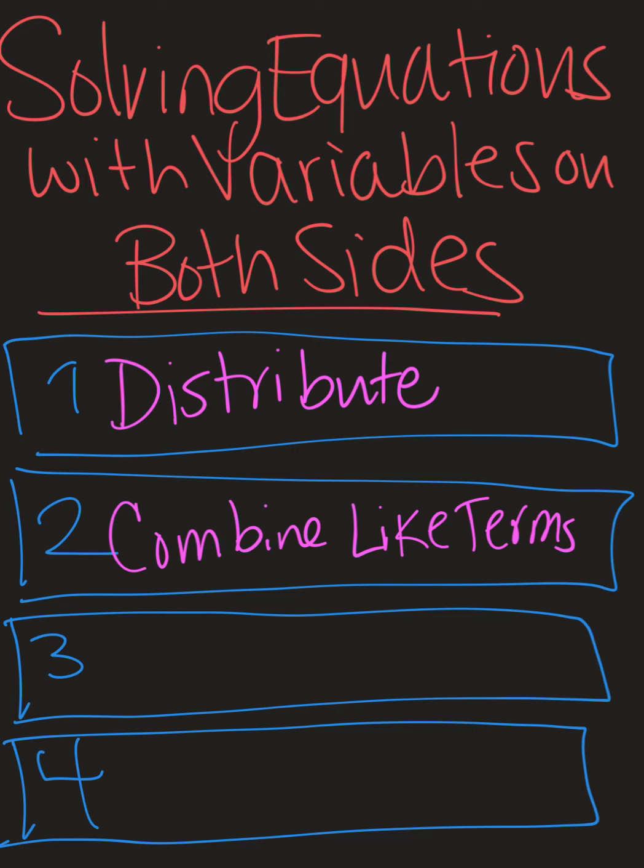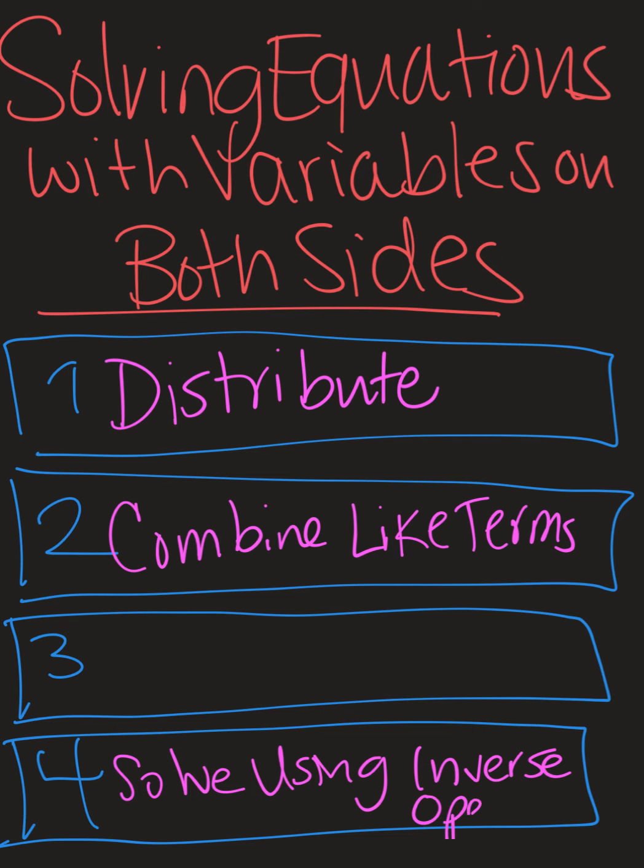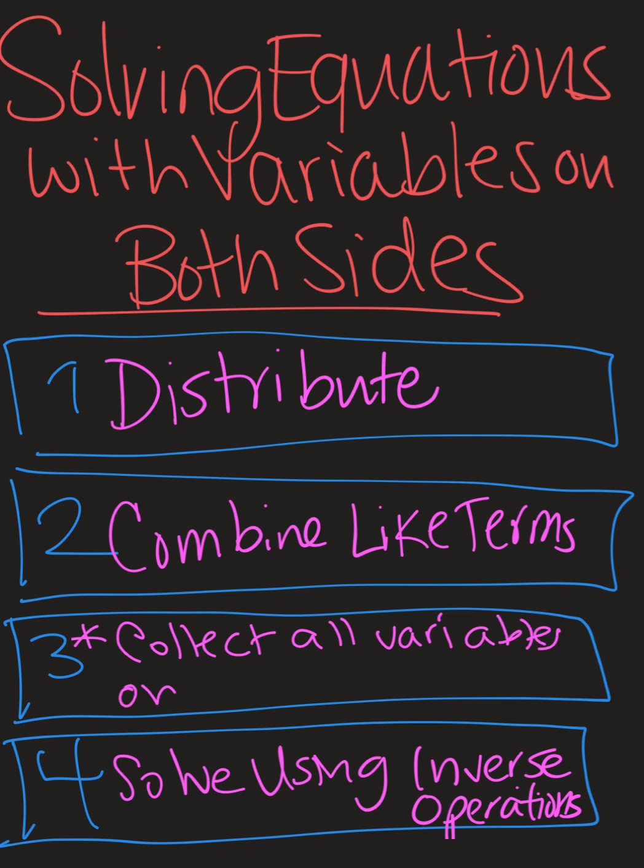Step 3 and 4 are technically the same thing. You're going to solve using inverse operations, right? We've been doing that anytime we finish for previous ones, okay? But today we are specifically addressing when I have variables on both sides. So we're going to collect all variables on one side. And we're going to do this using inverse operations.